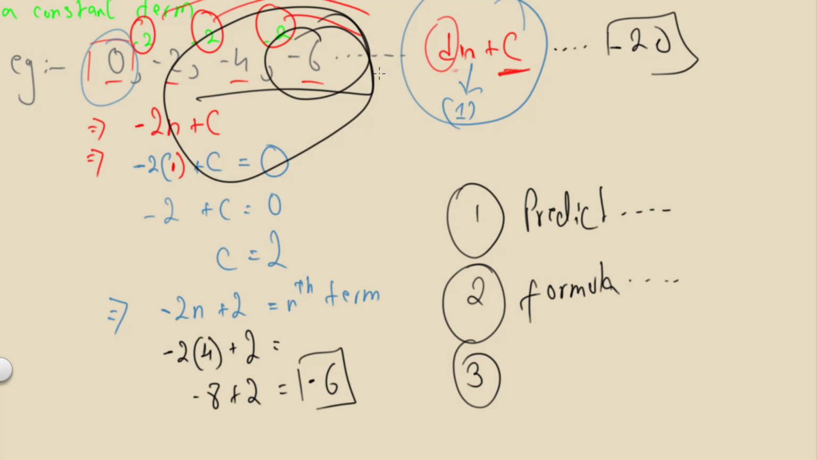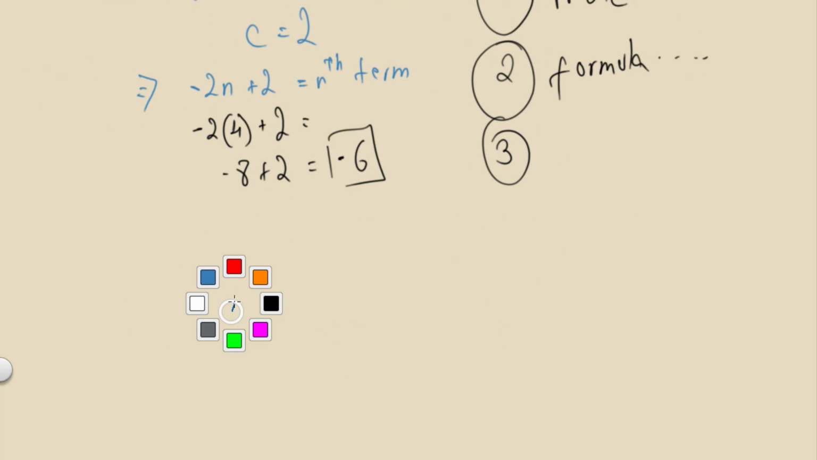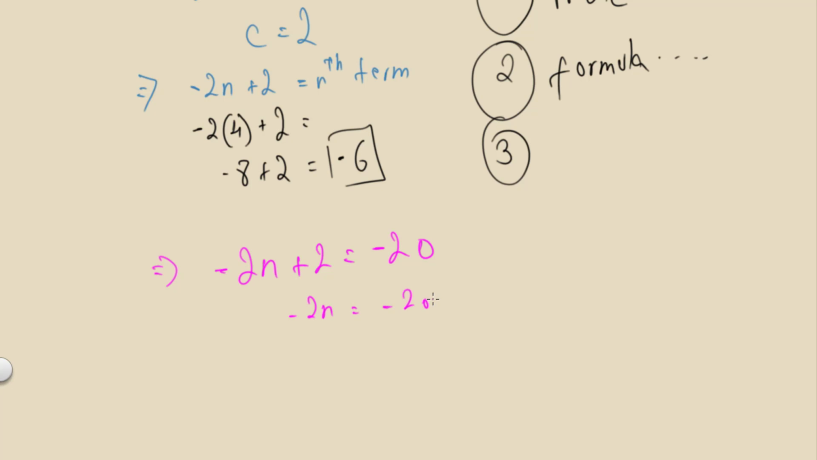In that scenario, first you'll have to figure out your nth term formula. And once you have figured out your nth term formula, -2n plus 2 is equal to minus 20. And then you have to simply solve for n. So -2n is equal to -20 minus 2, which is -22. n is equal to -22 divided by -2, n is equal to 11. That's your answer right there.